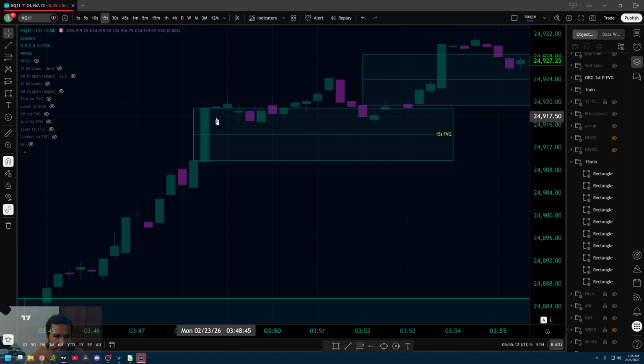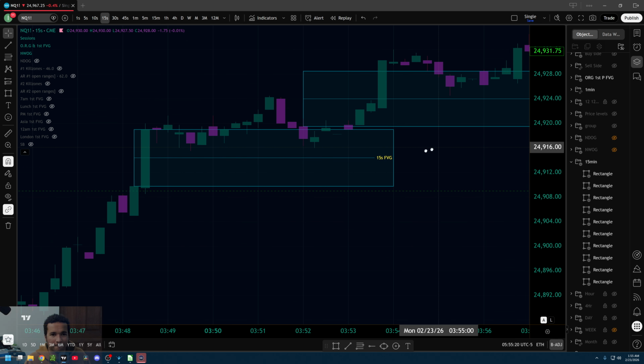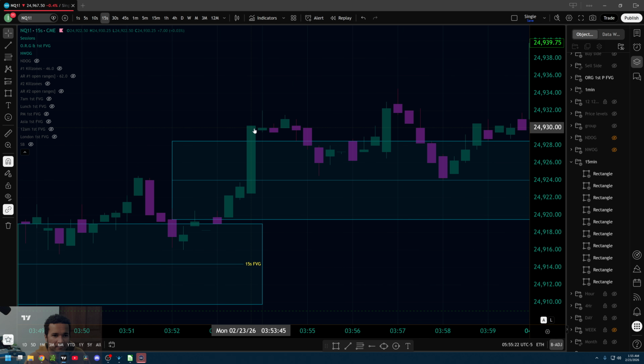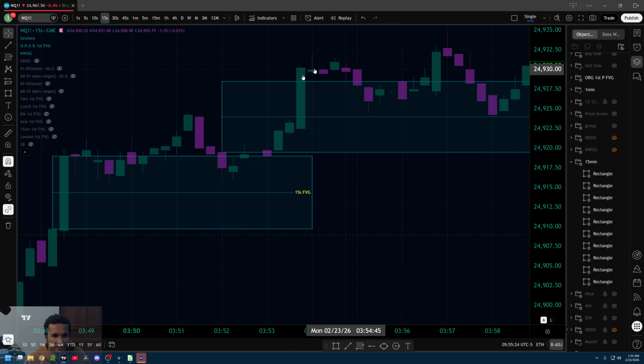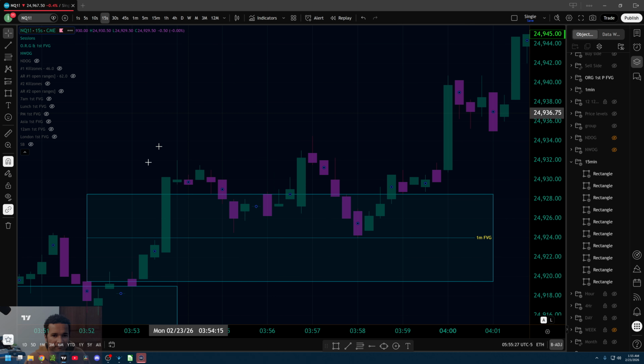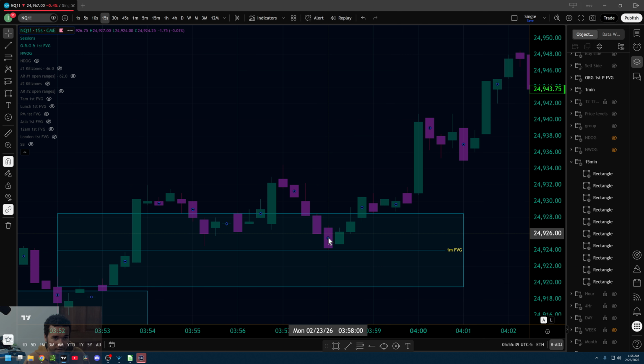15-second fair value gap forms here. Entry, entry, entry, entry, stop loss down there. Takes these recent highs. 15-second fair value gap would be there. The 1 minute you saw in the previous chart. So here are your entries for those.